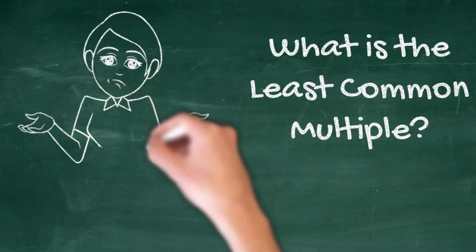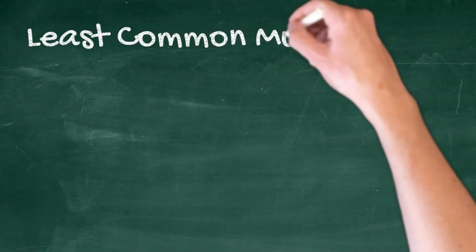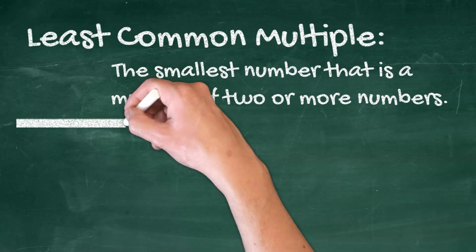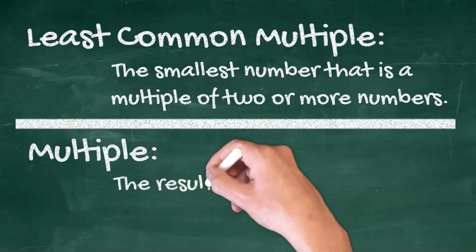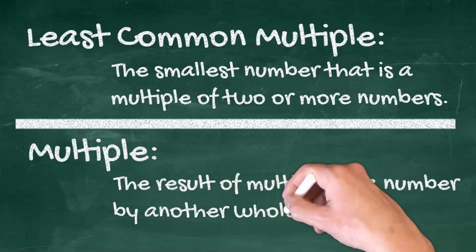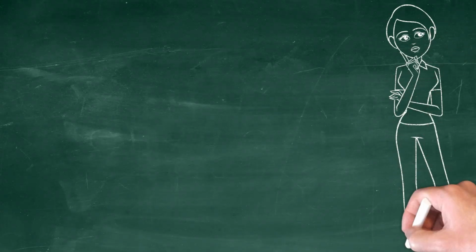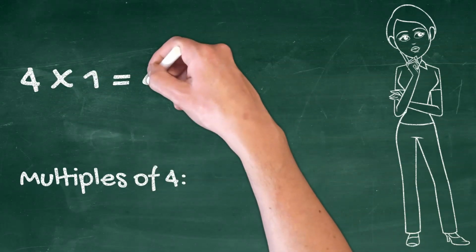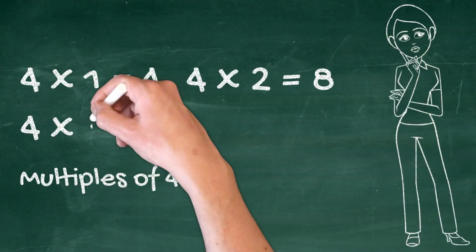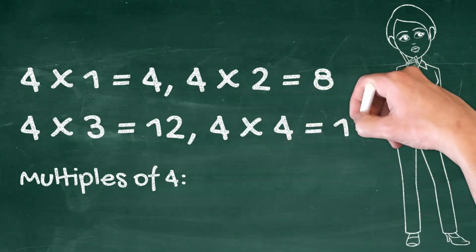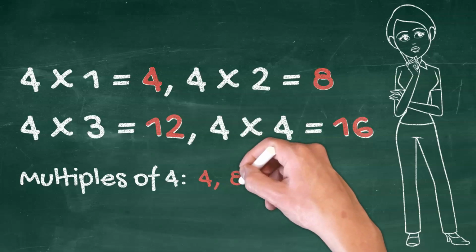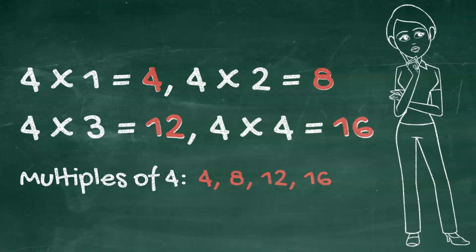What is the least common multiple? The least common multiple is the smallest number that is a multiple of two or more numbers. By the way, a multiple is the result of multiplying a number by another whole number. For example, if we're looking for multiples of 4, we would multiply 4 by other whole numbers. 4 times 1 is 4, 4 times 2 is 8, 4 times 3 is 12, and 4 times 4 is 16. 4, 8, 12, and 16 are multiples of 4.